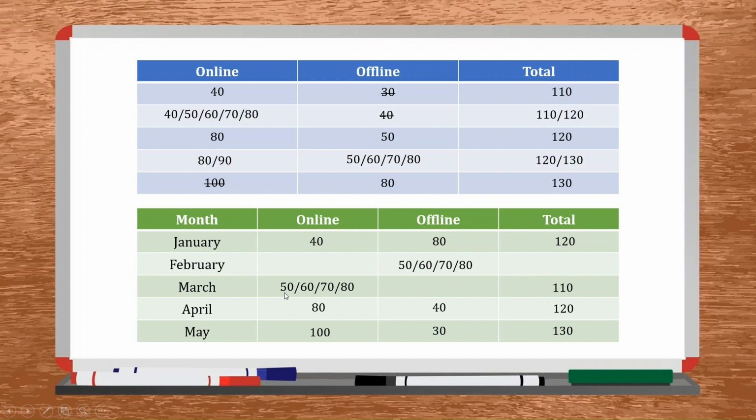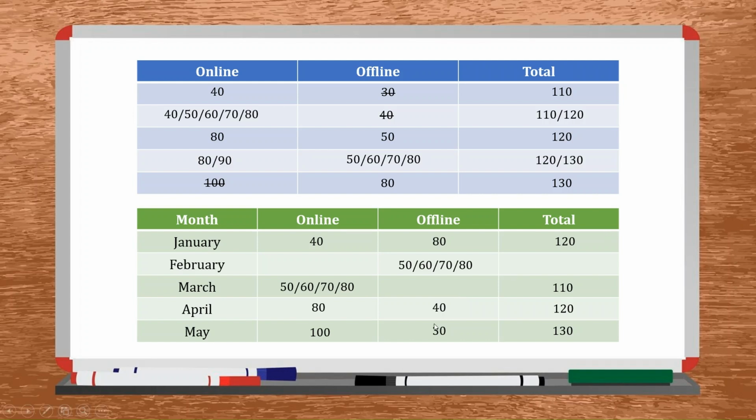Again, if I make this 50 in March online, then the corresponding can be 60, and I'll still have 60 left in offline, so I can place 60 here. So this 50 and 60 will also add up to 110. So there are two possible values in March, 50 and 60, which still can make the solution possible.